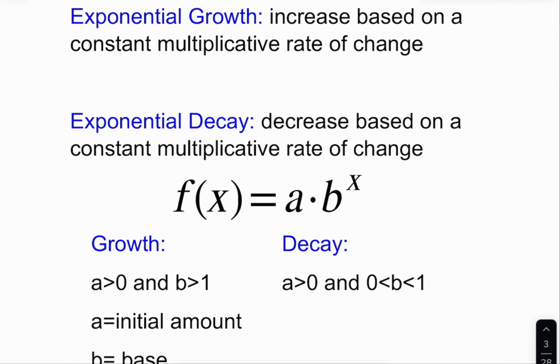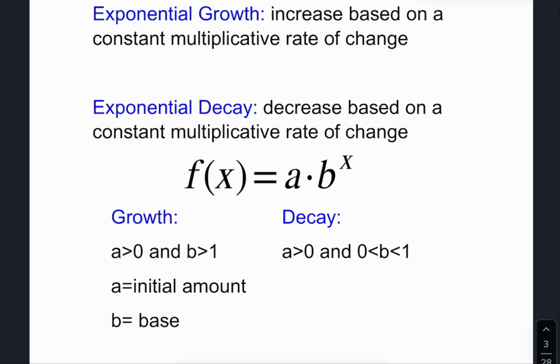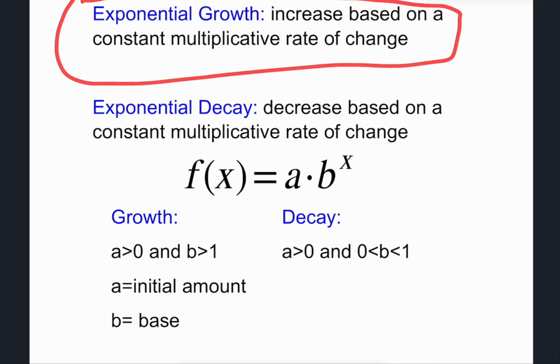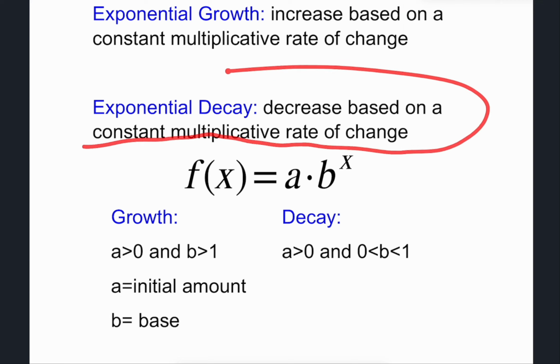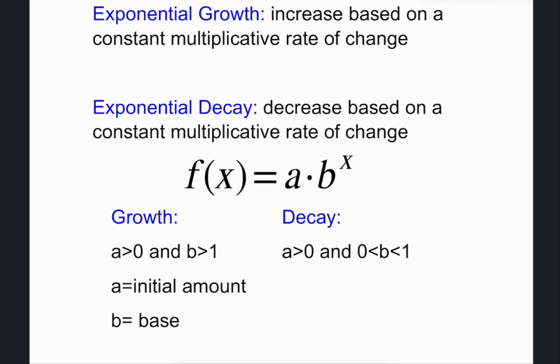So there's some formulas and some facts that we need to know. The first terminology you're going to hear me talk about is exponential growth. Exponential growth is an increase based upon a constant multiplicative rate of change, where exponential decay is a decrease based on a constant multiplicative rate of change. And this is kind of the general formula for any exponential function. Now let's analyze what you're going to see with that formula.